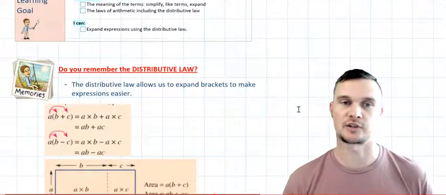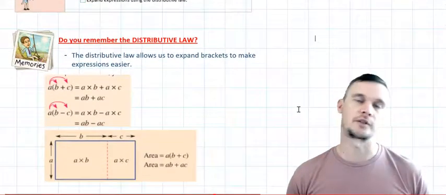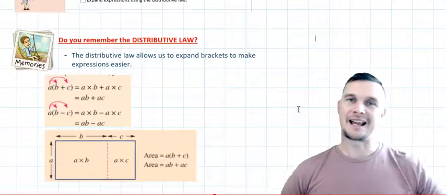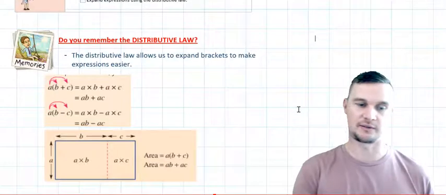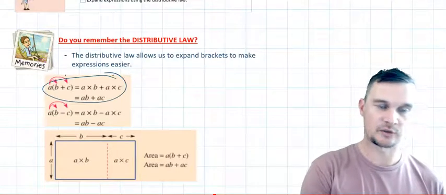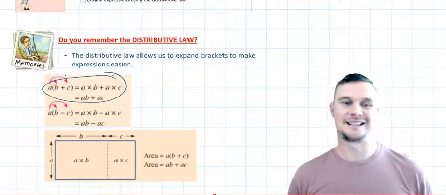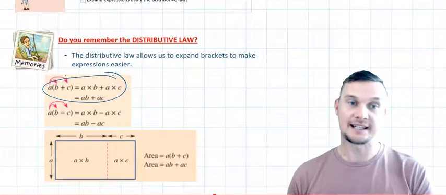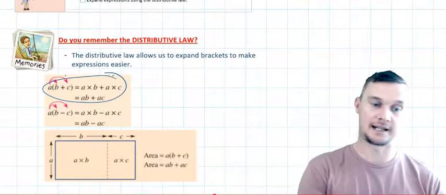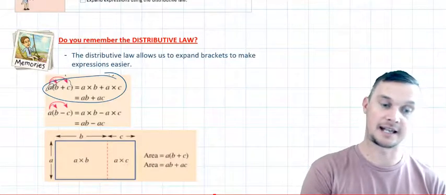So that might be our first question as we get to it here, and hopefully you remember what the distributive law is. But it allows us to expand brackets to make expressions easier. So visually, what that looks like in algebraic terms is that a times in brackets b plus c is the same as saying a times b plus a times c.